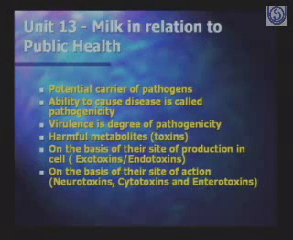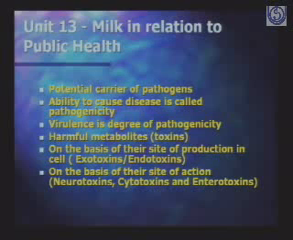Since we have seen what are the microorganisms which are present in milk, and one of the categories was pathogenic microorganisms, milk takes on public health significance because it is one food which is consumed by everyone in direct form or indirect form. So we are starting with the next unit, that is milk in relation to public health. Milk is a potential carrier of pathogens. Why? Since milk is a very good source of nutrients, it will be a very good source of nutrients for the pathogens also.